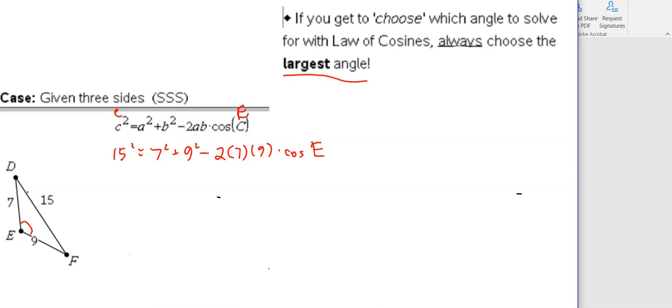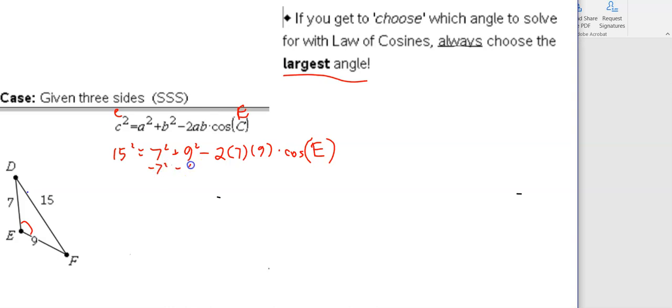Okay, so now we have to solve for angle E. That's where we're solving for. So I have to move some of these things over to the other side. This time I'm not going to multiply it out, but you certainly could. The first step is to move the loose terms. So don't divide first. It's really going to cause a lot of problems here.